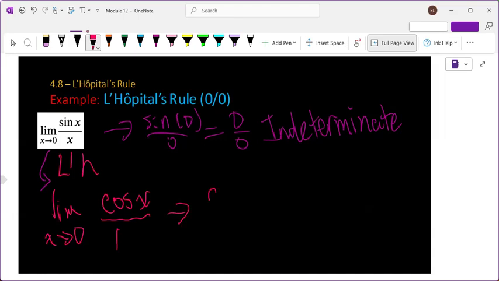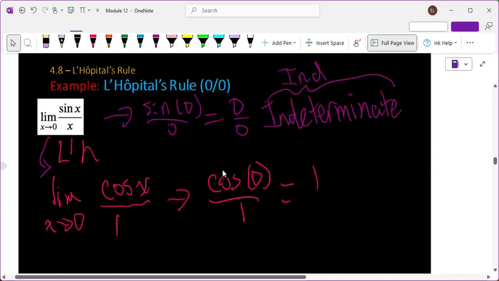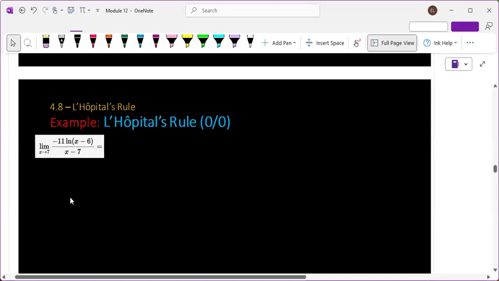So now when I plug in 0, the cosine of 0 is 1. 1 over 1 is 1. I think that word is going to get shortened to that because that is way too many letters. But it's very easy to forget that you need an indeterminate form to apply L'Hopital's rule and just be like, I'm just going to apply it wherever because it's fun. Yes, I know I have weird definitions of fun.